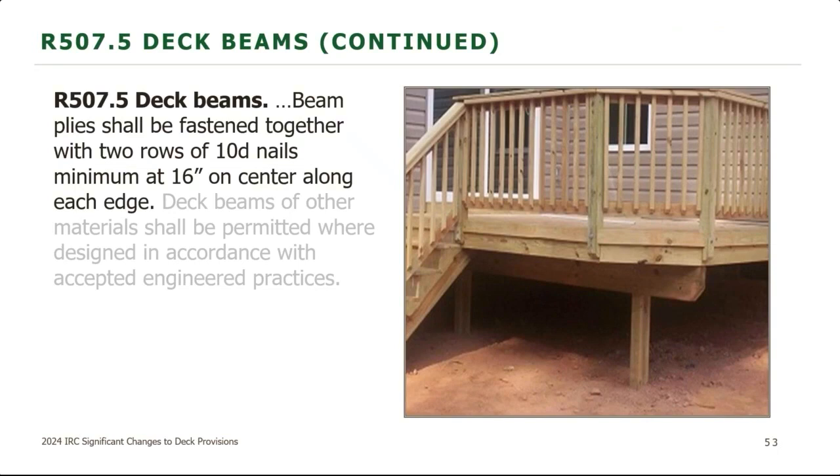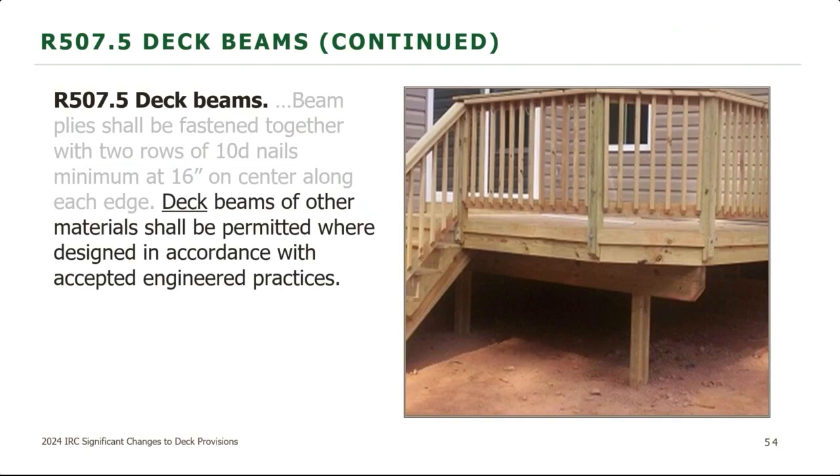So moving on though, if you have different beam plies, no changes here, but those plies need to be fastened together with 2 rows of 10 penny nails, 16 inches on center on each edge. And then deck beams of other materials shall be permitted where designed in accordance with engineered practices. So again, no real change here, just added in that we're talking about deck beams.